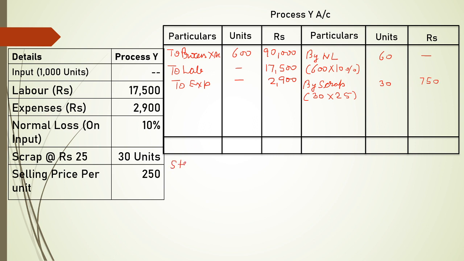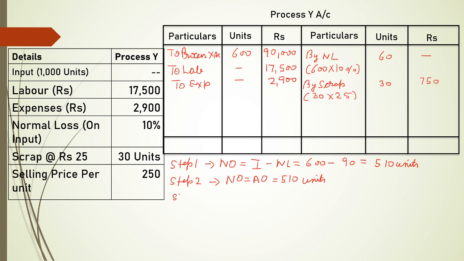Now first we have to calculate the normal output, and the formula to calculate normal output is input minus normal loss. Here input units are 600 and normal loss consists of normal loss, which is 60 units, and scrap, which is 30 units, that is 90 units. So our normal output here is 510 units. Now step number two, we have to compare the actual output with normal output, but here there is no actual output, so our normal output is actual output, which is 510 units.